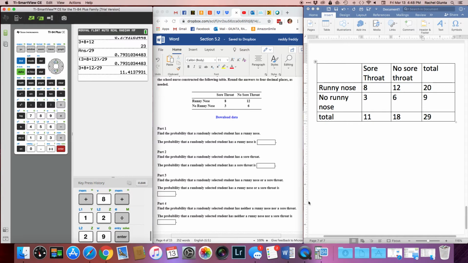Part 4 is the probability that a randomly selected student has neither a runny nose nor a sore throat. The quickest way to get here is to find the number of students that have neither, and that's just this 6 right here. The 6 lucky students with no runny nose and no sore throat, divided by the total. 6 divided by 29 is 0.2069 after we round. And that's all for this problem.